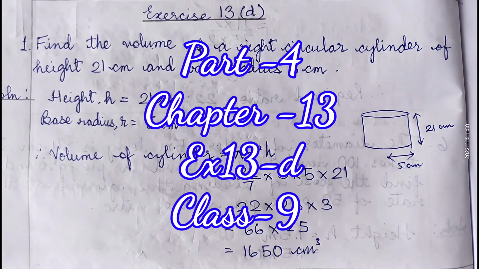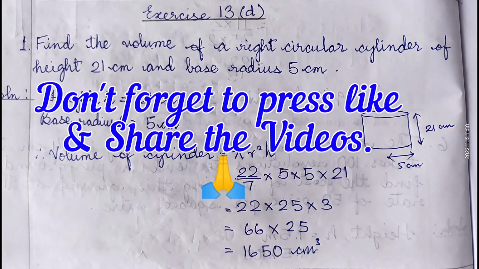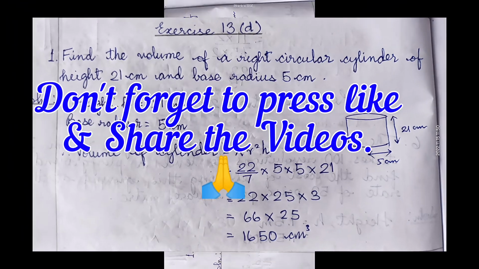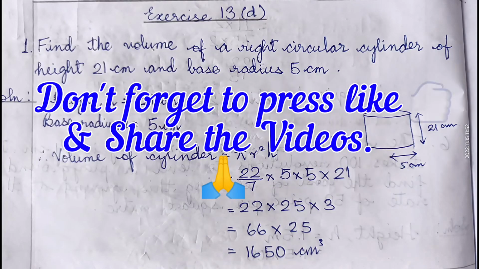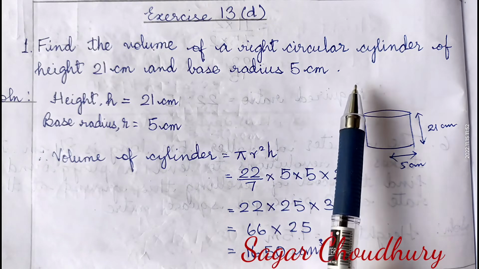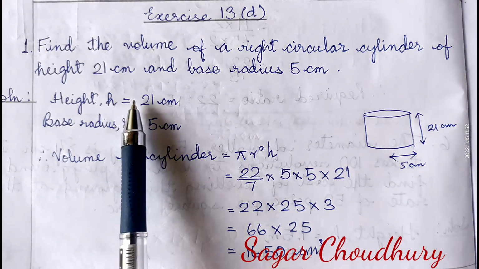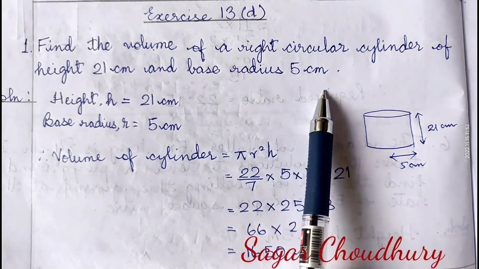Hello students, in the previous video I have done up to 13C of class 9 chapter 13 and today I am starting 13D. Here the question number 1 is: find the volume of a right circular cylinder of height 21 cm and base radius 5 cm.